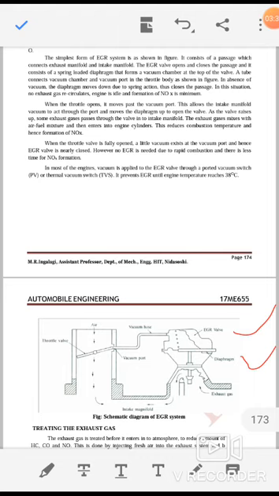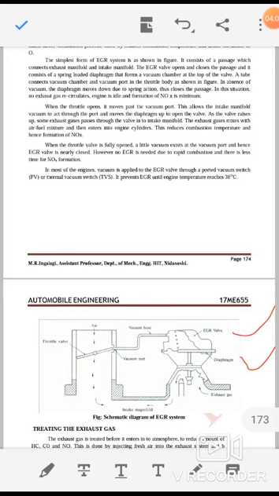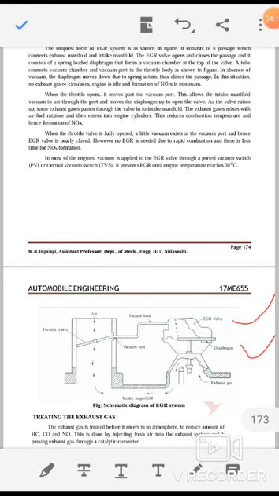It consists of a passage which connects the exhaust manifold and intake manifold. The EGR valve opens and closes the passage, and it consists of a spring-loaded diaphragm that forms a vacuum chamber at the top of the valve. A tube connects the vacuum chamber and the vacuum port in the throttle body, which is shown in the figure. So you may observe here, as I told you, that a tube connects the vacuum chamber and vacuum port in the throttle body.